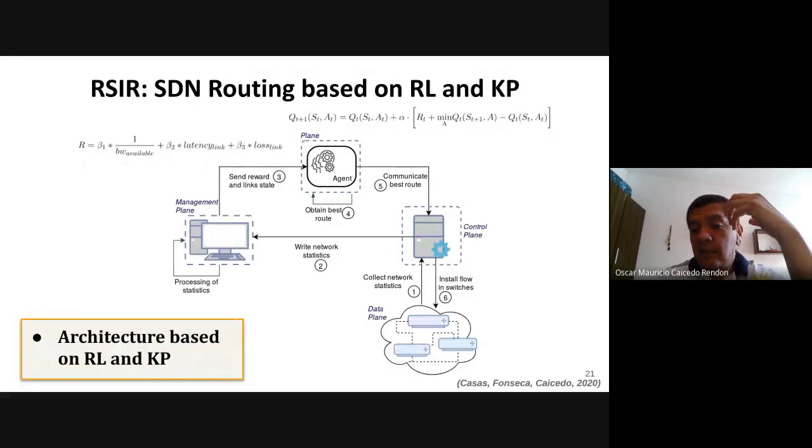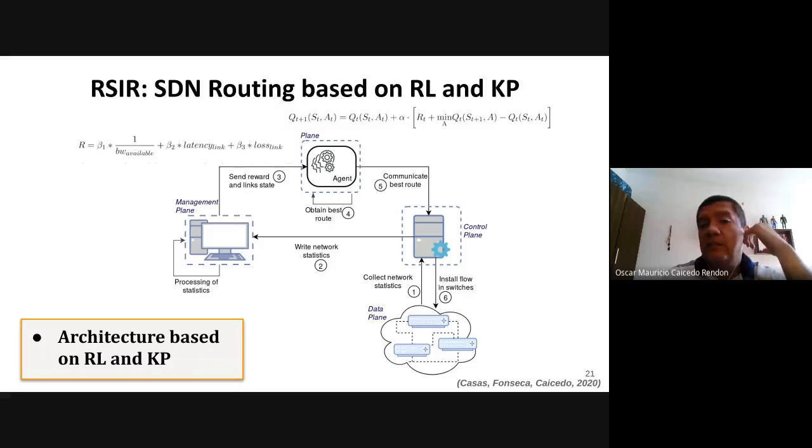Okay, this collection of the network information is then passed to the management plane. The management plane uses this information in order to calculate the link state information. In this case, the link state information is the bandwidth available, the latency, and the loss in the network. This information is processed and calculated by the management plane, and the management plane stores this information and sends the required information to the agent that is located in the knowledge plane.